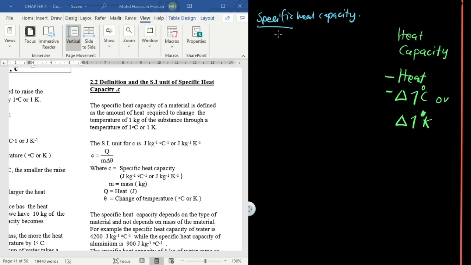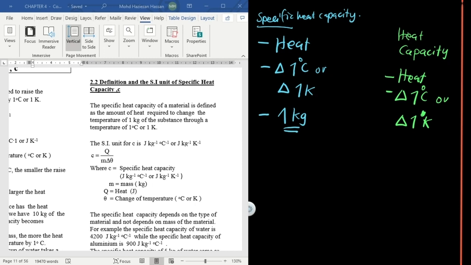What about specific heat capacity? Specific heat capacity is also the heat required, the amount of energy in terms of heat. Same thing: they want to use this amount of heat to change the temperature by 1 degree Celsius or 1 Kelvin, but to be more specific, for just 1 kilogram. That is the difference between specific heat capacity and heat capacity.